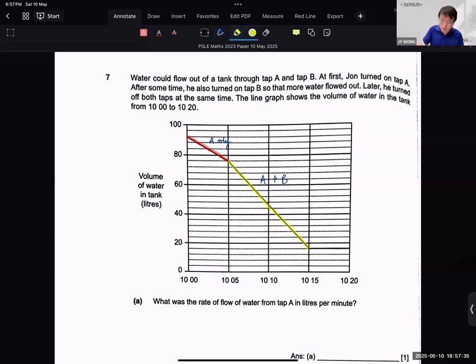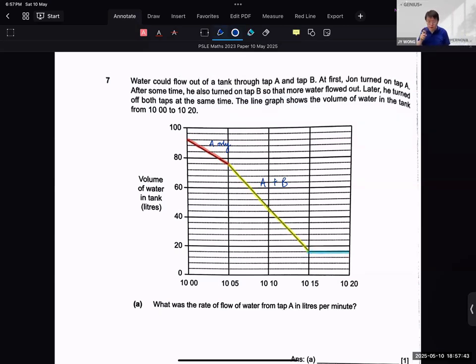And then after that, he turned off both taps, right? So obviously the part where he turned off both taps must be at this timing. That's why the water level stopped decreasing. Okay, so the line graph shows the volume of water in the tank. The reason why the volume of water in the tank is decreasing is because if we read the question, the water flows out of the tank, not into the tank.